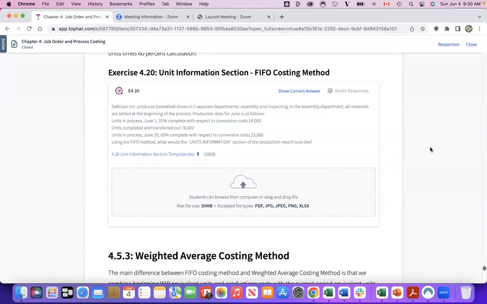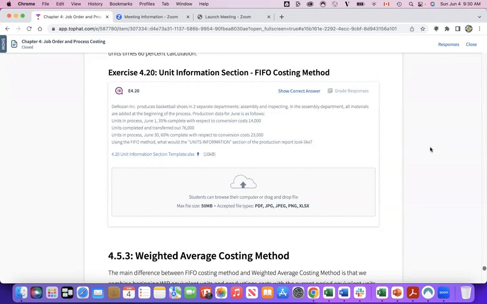All right, we're going to continue our look at production reports here, just looking at the unit information section. Here we're going to utilize the FIFO costing method, which is a little different than the weighted average costing method. So here the issue is there is going to be beginning work in process inventory in place.